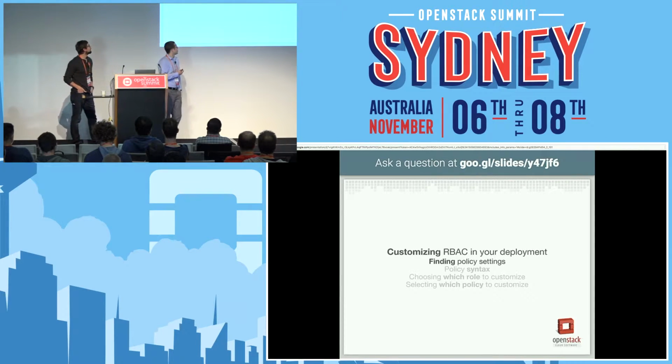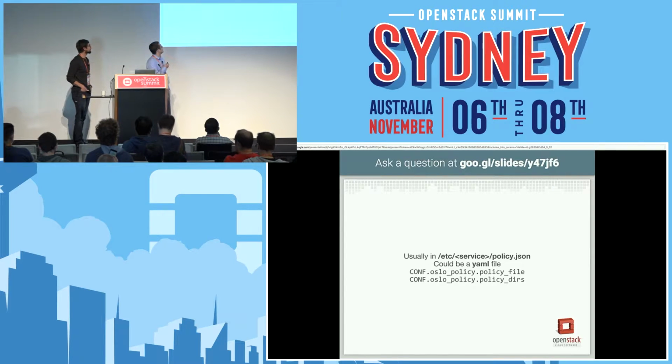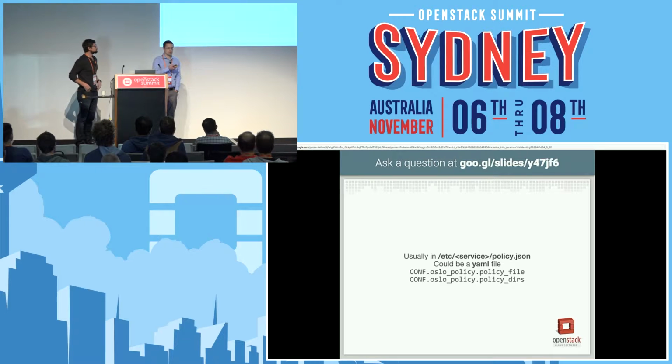So we're going to talk about customizing RBAC in several different areas. The first we're going to start out with is actually where do you find these policy settings that Lance referred to. So usually they're in the etc service policy JSON file. So that could be etc Nova for Nova, etc Cinder, et cetera. They are also sometimes in YAML files instead of JSON files. This is something that we added support for within the last few releases. And the advantage to YAML is it's a superset of JSON. So your JSON file, you could just rename it a YAML file and it would work just fine.